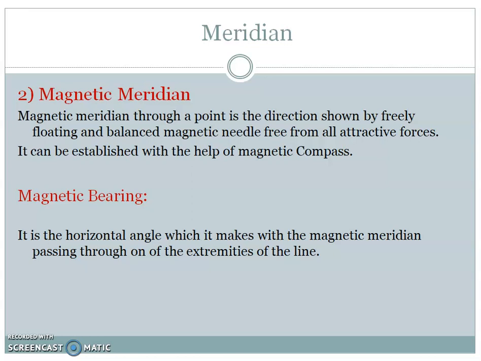Okay, so we are going to use the same magnetic compass to find out the bearings or the directions of the lines to be surveyed. Now with relation to magnetic meridian, we will find out what is magnetic bearing. It is the horizontal angle which it makes with the magnetic meridian passing through one of the extremities of the line.